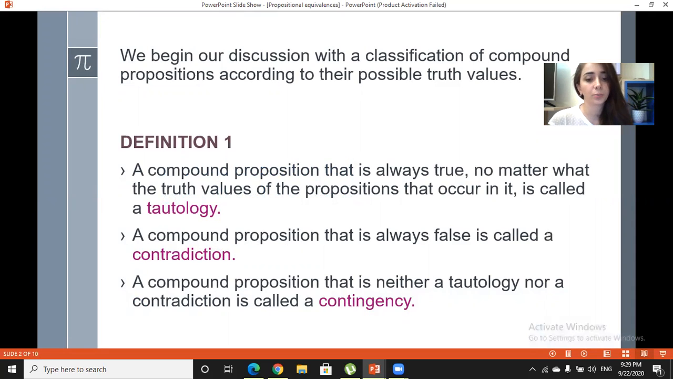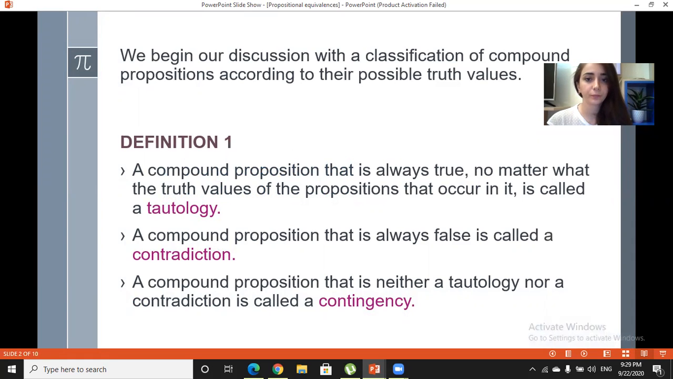A compound proposition that is always false is called a contradiction. And a compound proposition that is neither a tautology nor a contradiction, which means that it can be true or it can be false, is called a contingency.